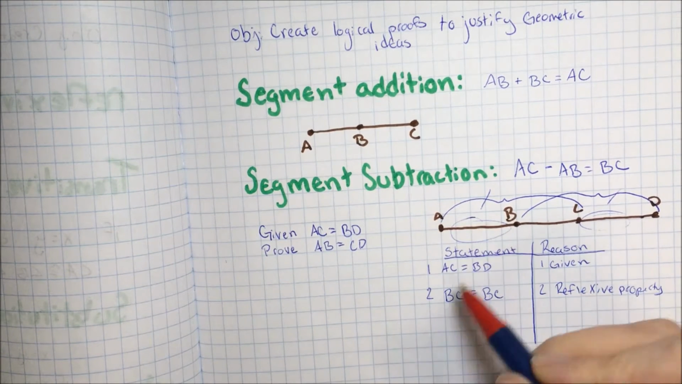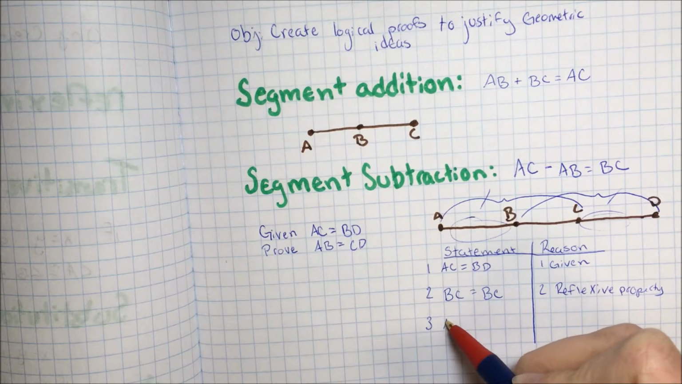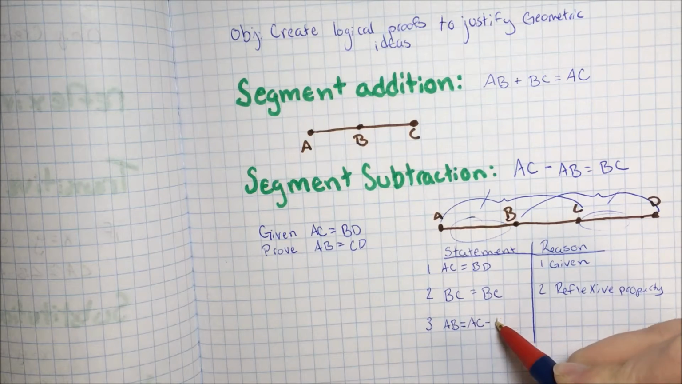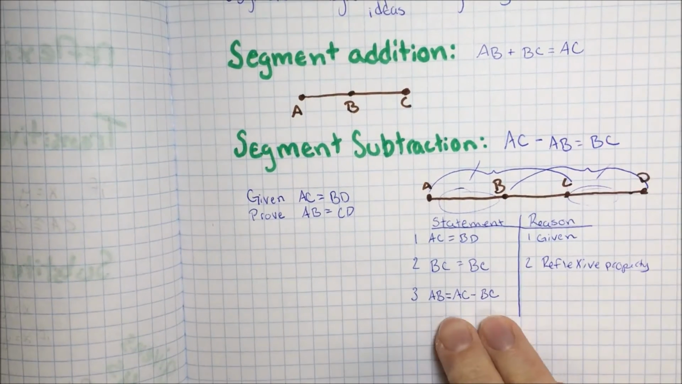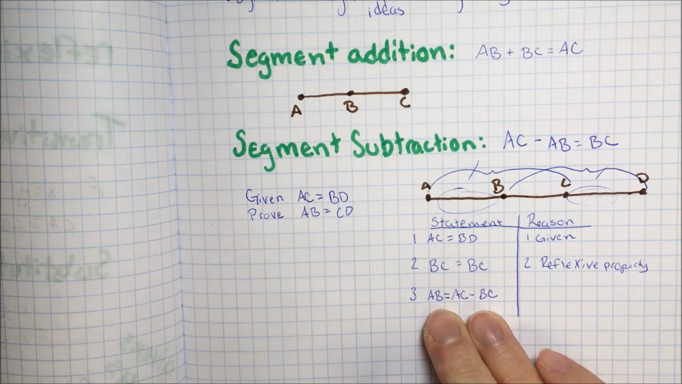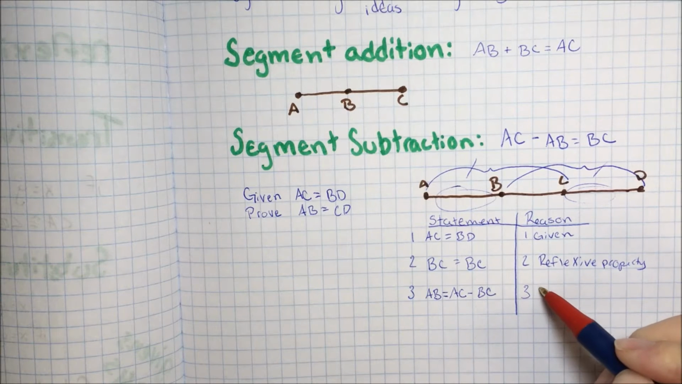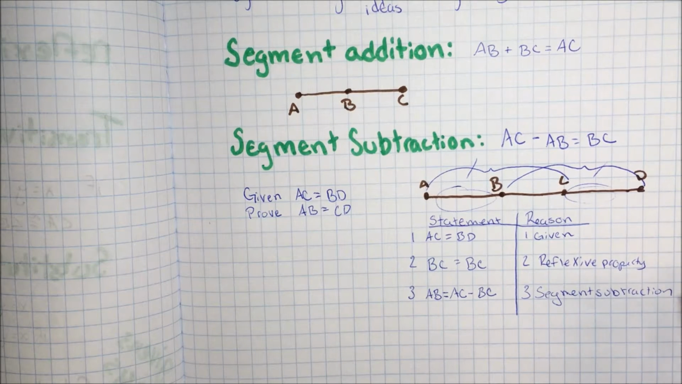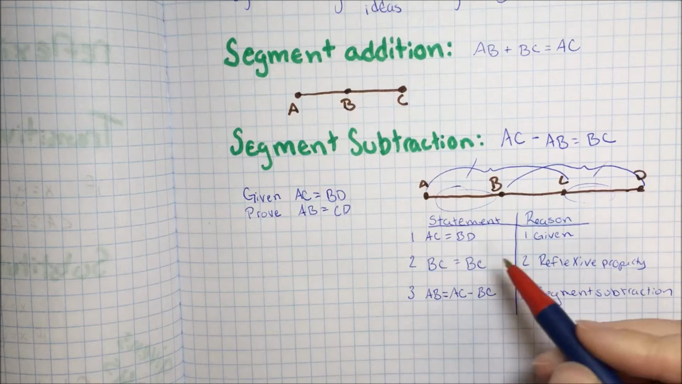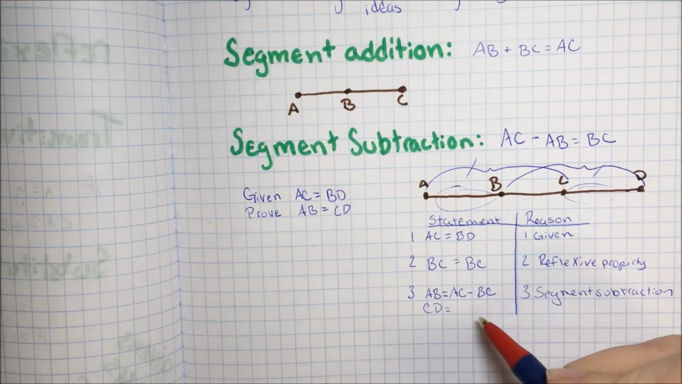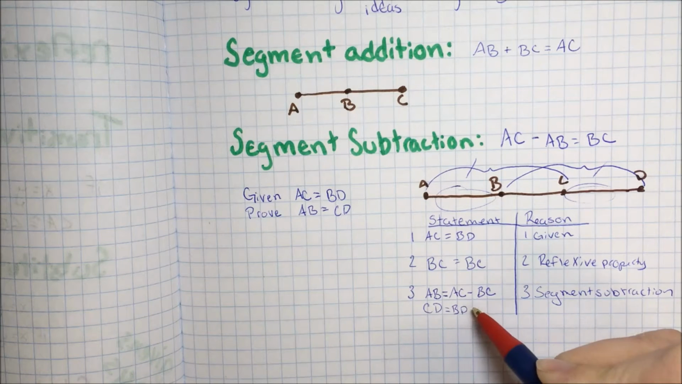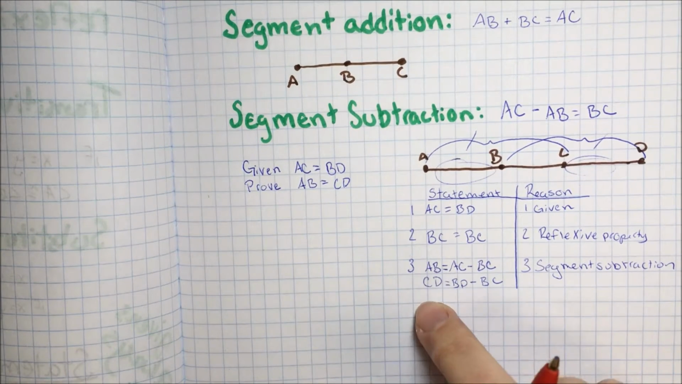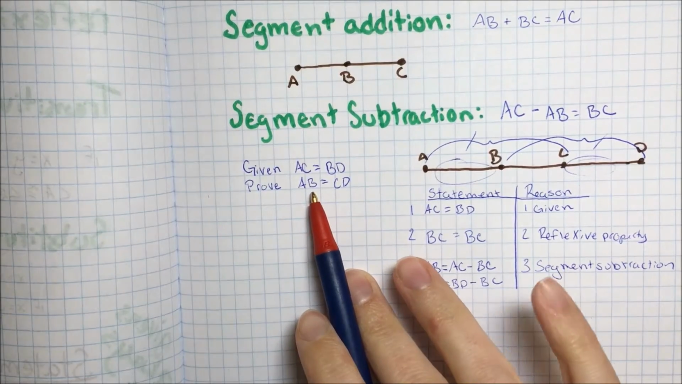Then what I'm going to do is I'm going to say that AB is equal to AC minus BC. And this is true, other than the fact that it's obvious, but we have to have a reason for it being obvious. This is true because of segment subtraction. So now I have this statement. I also want to say that CD is equal to BD minus BC. And what I'm lining up to do here is I eventually want to get that AB and CD are equal. That's what I'm trying to prove.